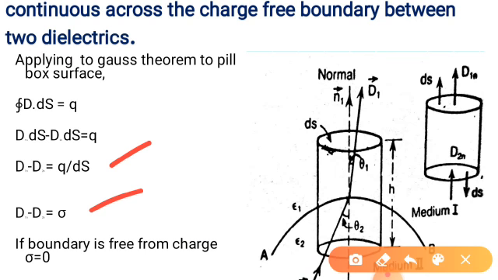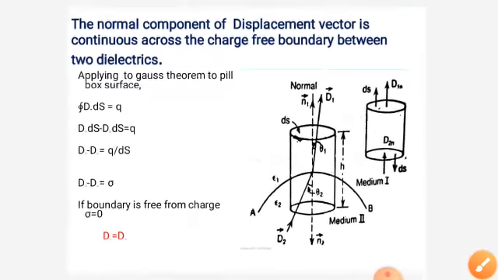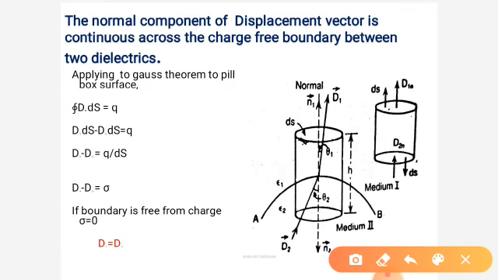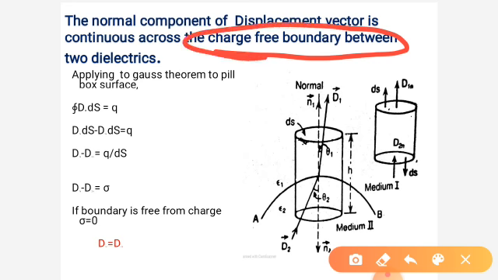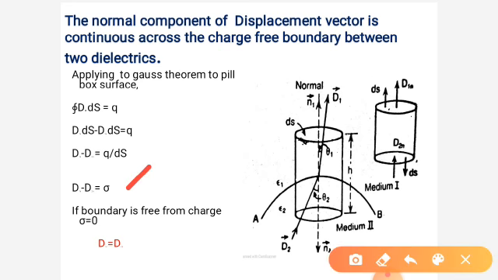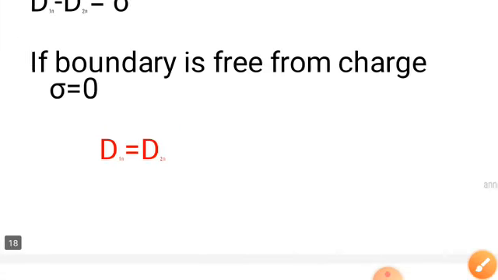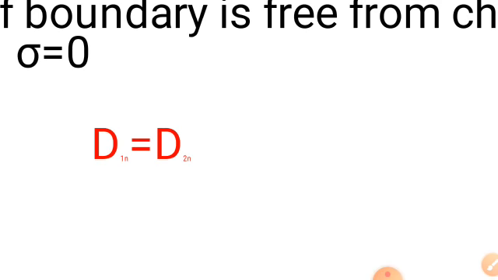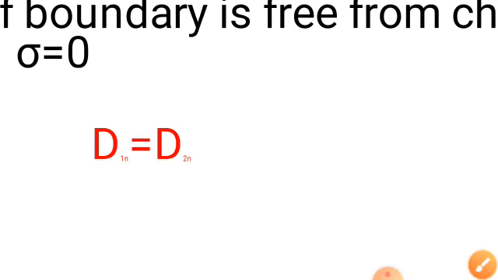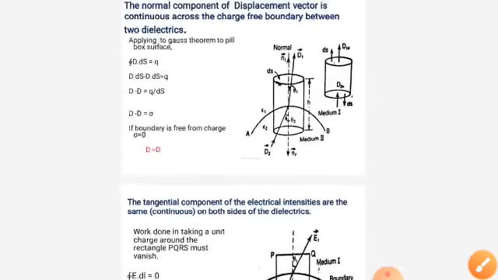Our definition here: continuous across a charge-free boundary. So sigma equal to 0. When sigma is equal to 0, D1n equals D2n. So the normal component of D is continuous. The normal component of displacement vector is the same, that is continuous at the charge-free boundary when sigma is equal to 0. This is the first boundary condition.